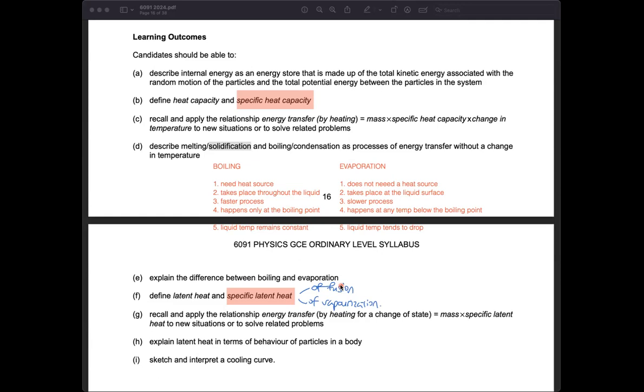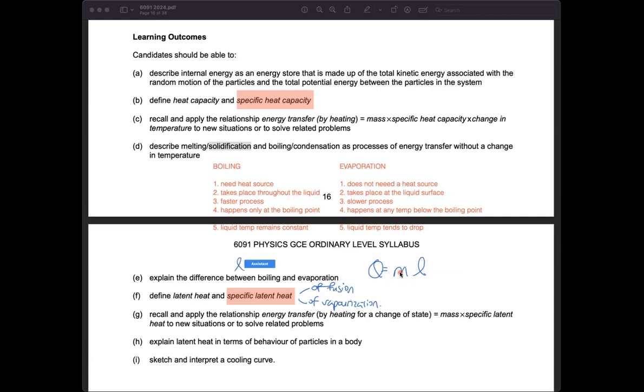Okay, so the formula will be Q equal to ml. L is your specific latent heat. Okay, same thing. Specific latent heat of vaporization, also the small l, is the amount of energy required to change the state of 1 kg of the metal between liquid and gaseous state. Okay, so far? Okay, so specific latent heat is L.